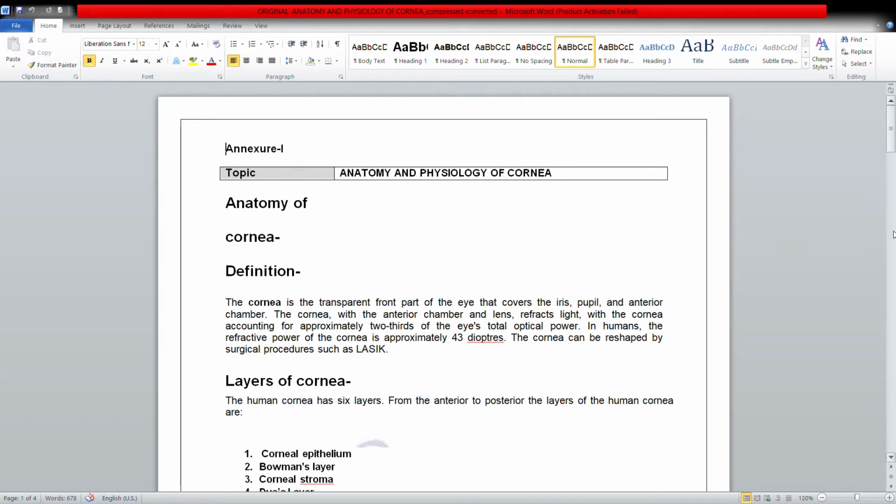What is the cornea? The cornea is the transparent front part of the eye that covers the iris, pupil, and anterior chamber. The cornea, with the anterior chamber and lens, refracts light, with the cornea accounting for approximately two-thirds of the eye's total optical power. In humans, the refractive power of the cornea is approximately 43 diopters. The cornea can be reshaped by surgical procedures such as LASIK.